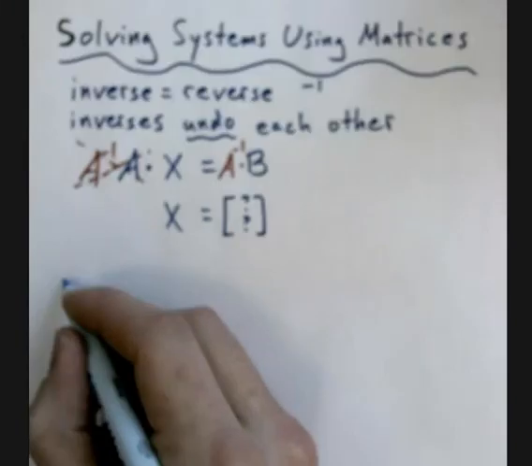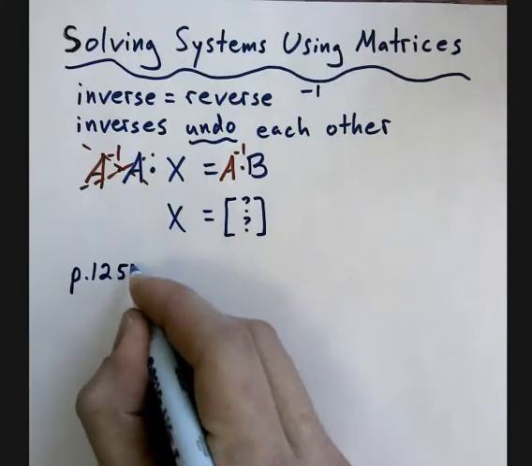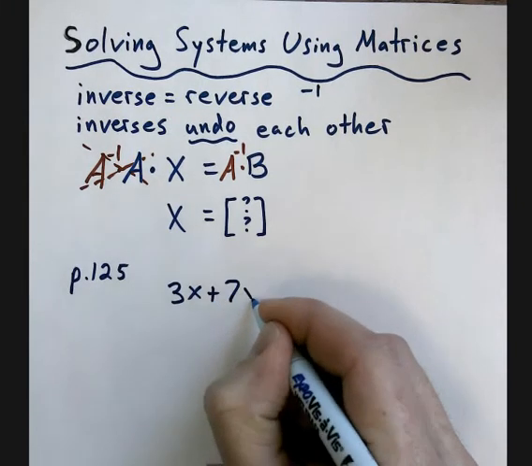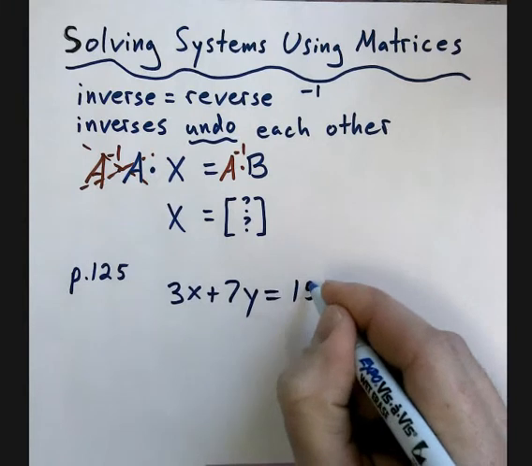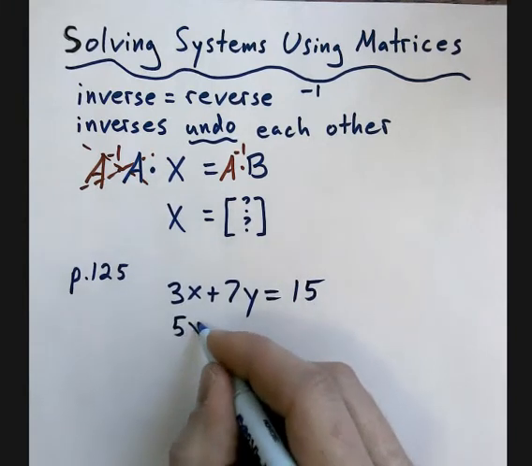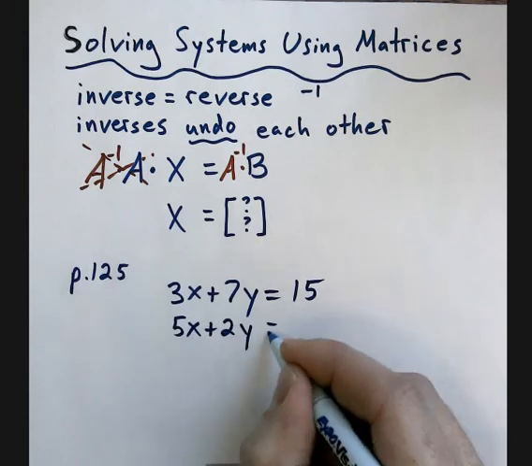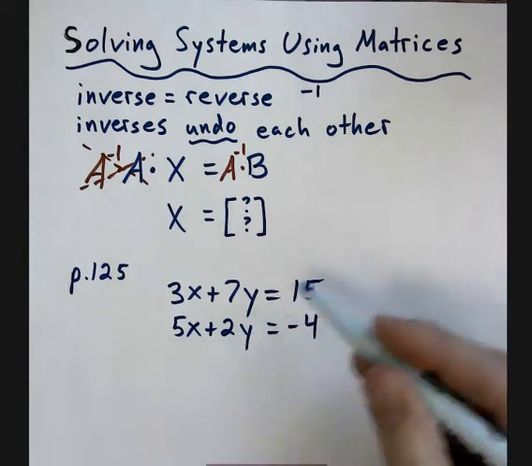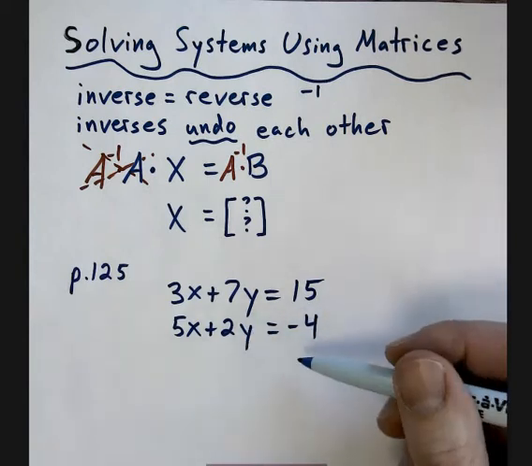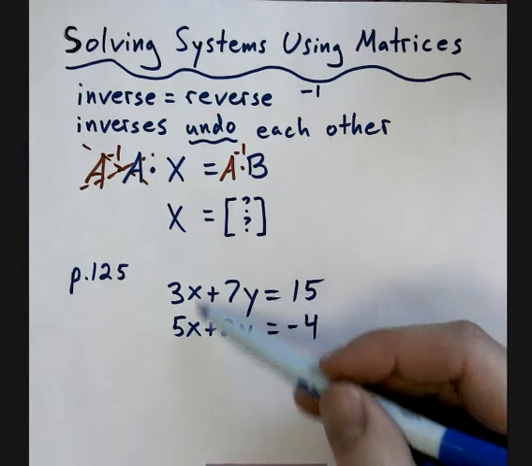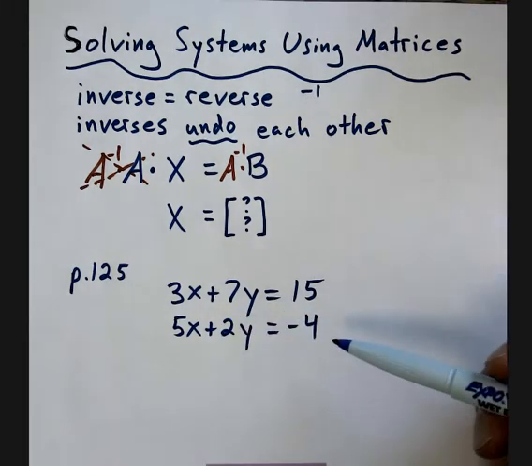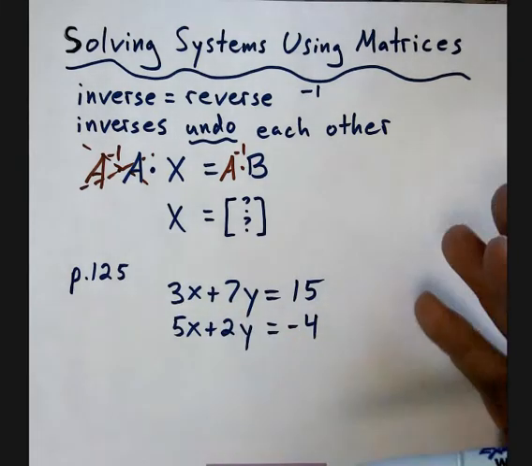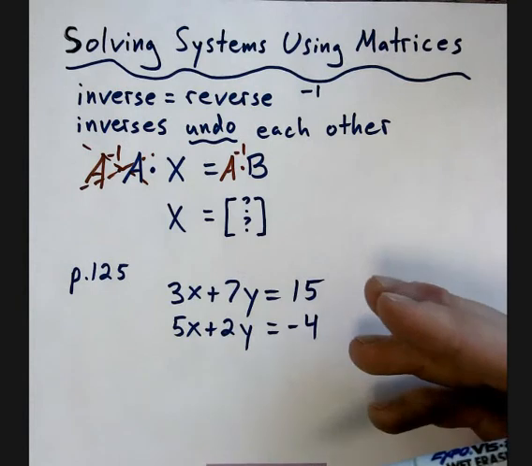I took this example from page 125 in the Algebra 2 book. The first equation is 3x plus 7y equals 15. The second is 5x plus 2y equals -4. Now I could use substitution or elimination or graphing to solve these, but there's not really a convenient way. I'd probably use elimination because they're in standard form, all nicely lined up. But I'd need to multiply each equation by a different number if I wanted to keep the numbers whole, etc., etc. It gets a little more complicated.